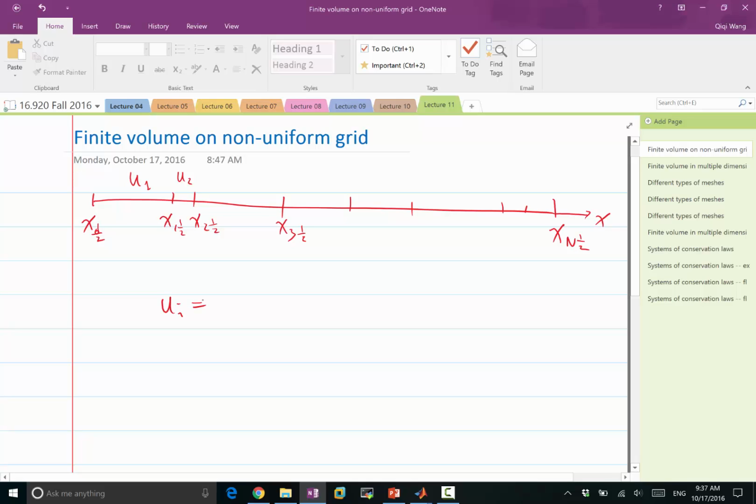Particularly, we define ui as the cell average. Now the cell size is x of i plus half minus x of i minus half. We no longer have a uniform delta x. So let's call this delta x of i, the size of the ith cell. Integration over x i minus half to x i plus half of u times dx. We have a volume average like that.